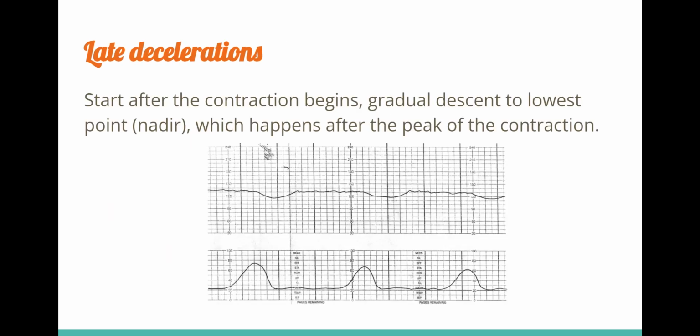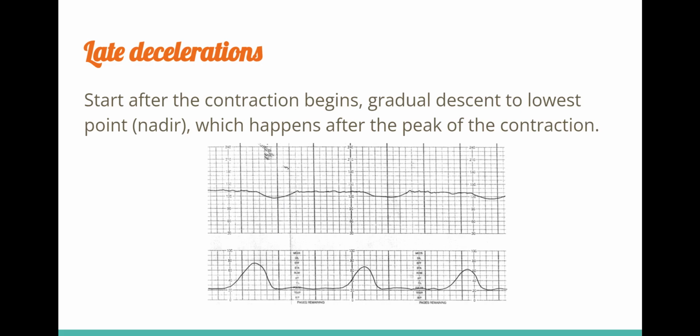And now we have lates. They start after the contraction begins, usually about the midway point. This is a baby who's like, I'm trying to maintain a baseline, and then the stress of the uterine contraction. And uterine contractions do restrict blood flow somewhat to the baby. When that baby is stressed by that contraction, it gradually starts to go down, hitting its nadir, lowest point, somewhere after the peak of the contraction. It's stressed out. It used up all its energy trying to deal with that contraction. It takes a long time to return to the baseline.